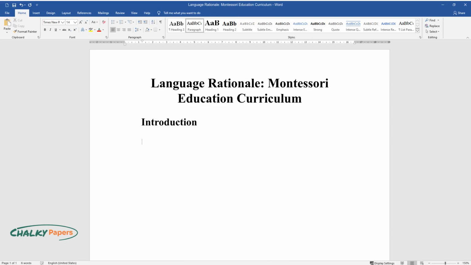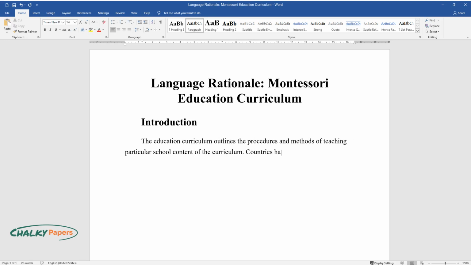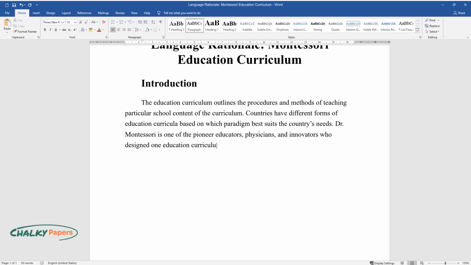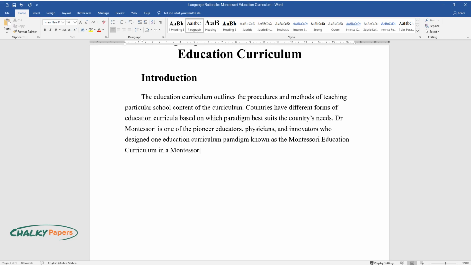Introduction. The education curriculum outlines the procedures and methods of teaching particular school content of the curriculum. Countries have different forms of education curricula based on which paradigm best suits the country's needs. Dr. Montessori is one of the pioneer educators, physicians, and innovators who designed one education curriculum paradigm known as the Montessori education curriculum in a Montessori school.